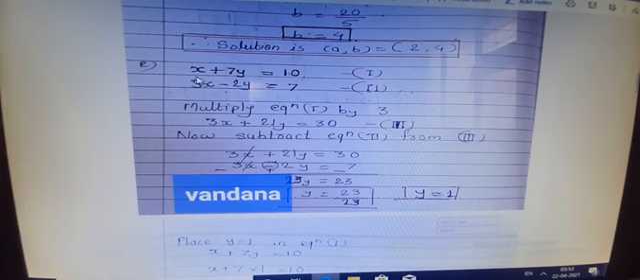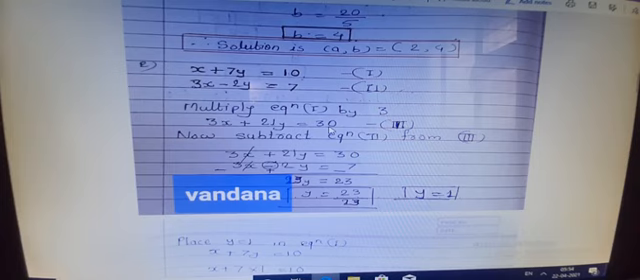I am taking equation number first and multiplying it by 3. Why? Because I have to make the coefficient of variable x the same. I observe that the coefficient of x in equation first is 1 and in equation second is 3. So I have to multiply equation 1 by 3. Now x into 3 becomes 3x, 7 into 3 becomes 21, y and 10 into 3 becomes 30. Now assume this is equation number 3.